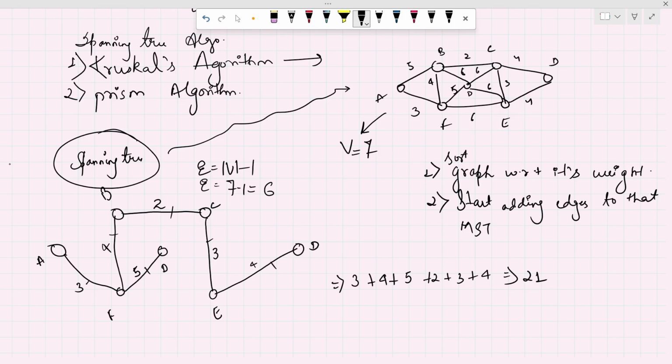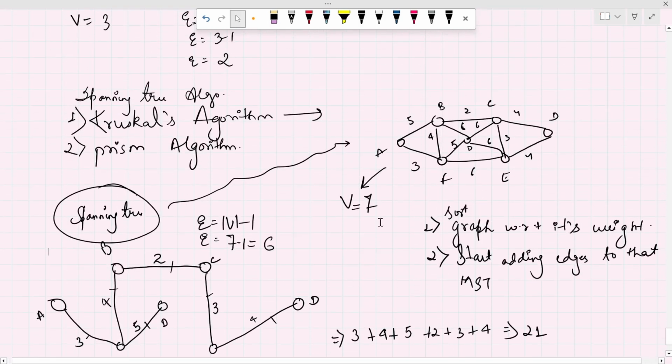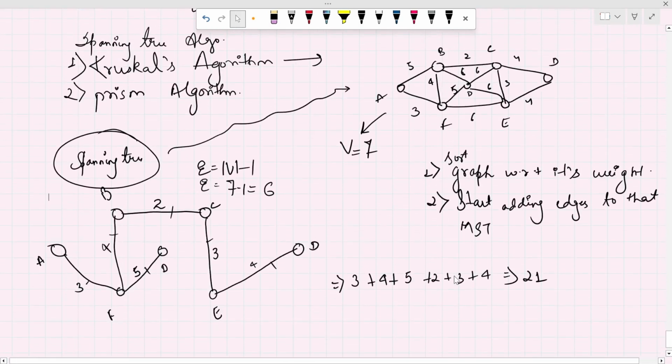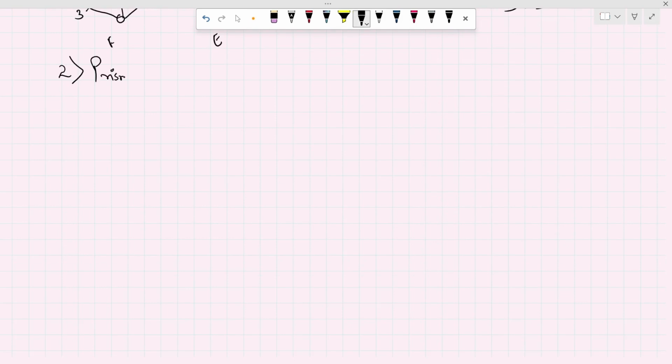Okay, so now we are moving towards the next algorithm, which is a Prim algorithm, which is also similar to this, but there is one difference. Now let's understand about Prim algorithm. I hope it is understandable what a Kruskal algorithm is. Now the second algorithm, which is a Prim algorithm. Now what does Prim algorithm say, let's see this thing.